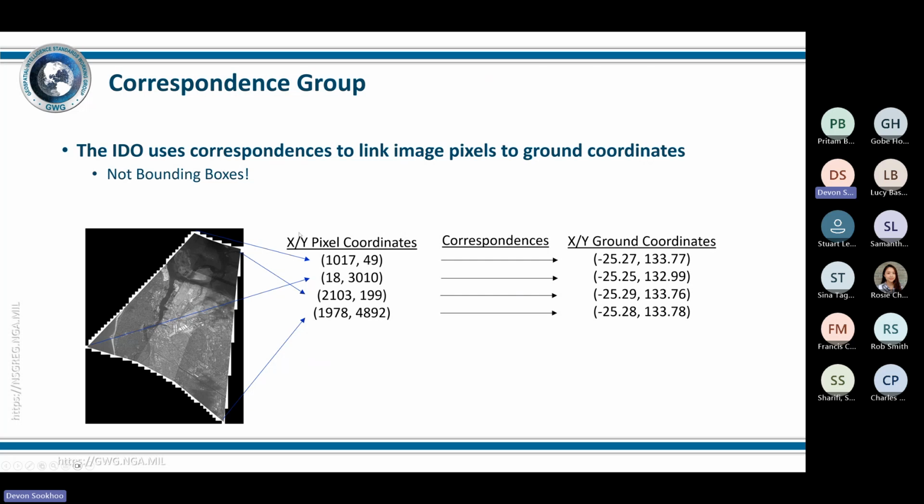No, the correspondence group is just for storing these 4 points. It's just saying that this point corresponds to this ground coordinate, and that point corresponds to that ground coordinate. That's all it's saying. Other information, like the transformation or other things you want to describe, you would use a different set of triples to describe that information.